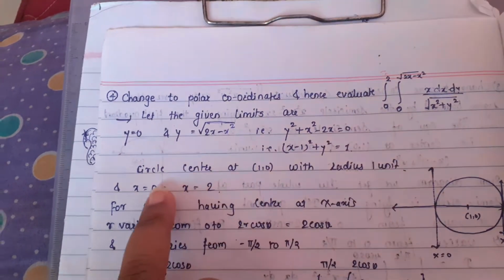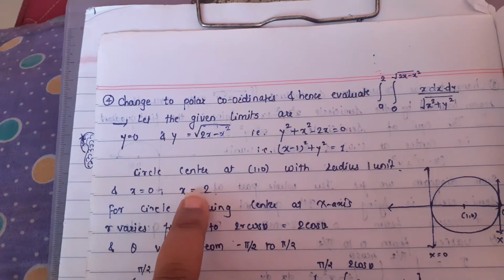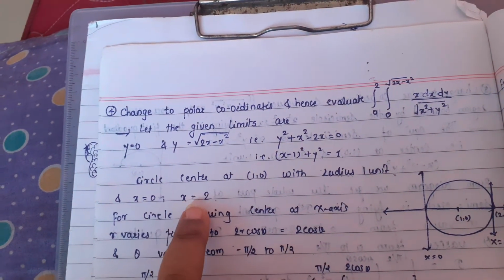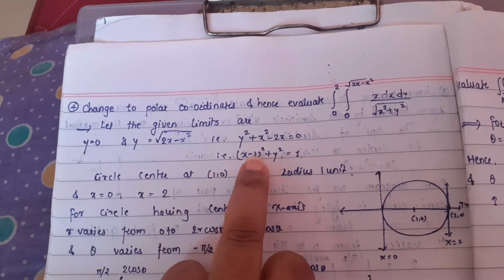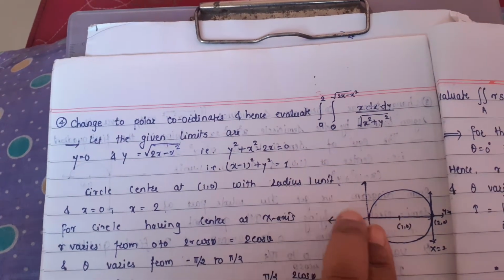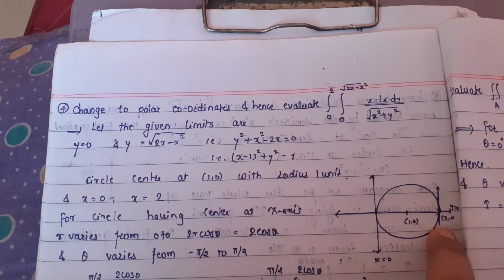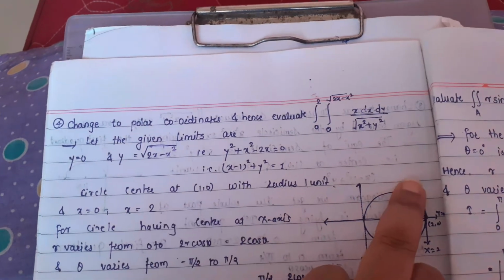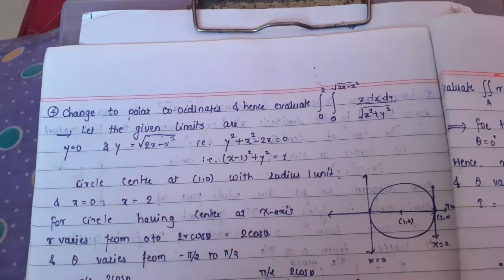This is a circle with center at (1, 0) and radius 1 unit, and x varies from 0 to 2. x is equal to 0 and x is equal to 2 are the equations of lines which are parallel to the y-axis. x is equal to 0 is the equation of the y-axis and x is equal to 2 is parallel to the y-axis. Now according to these two lines and this circle, we can draw the circle with center at (1, 0) and radius 1 unit, so this distance is 1 unit, this distance is 1 unit, and here is the point (2, 0), because 1 plus 1 becomes 2. The line x is equal to 2 passes through here.